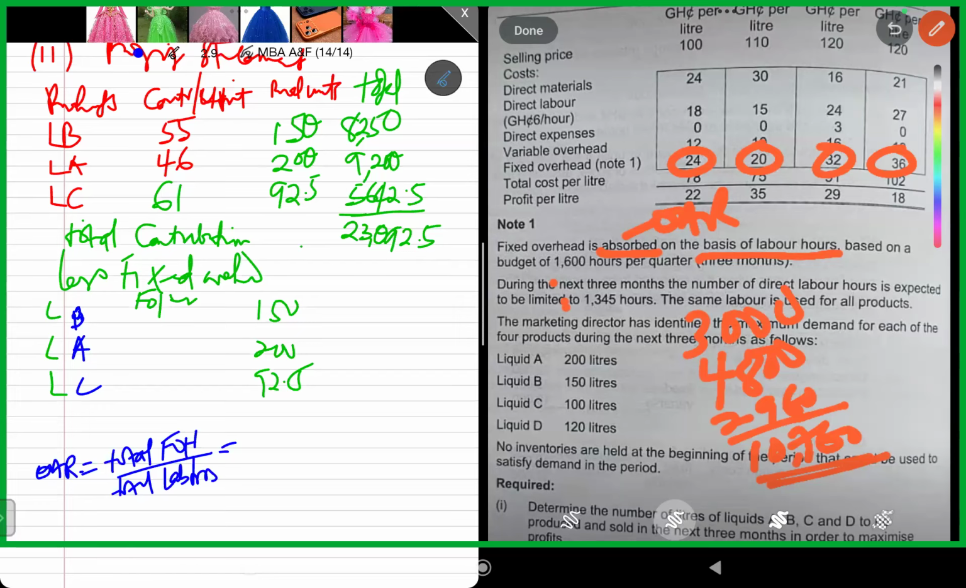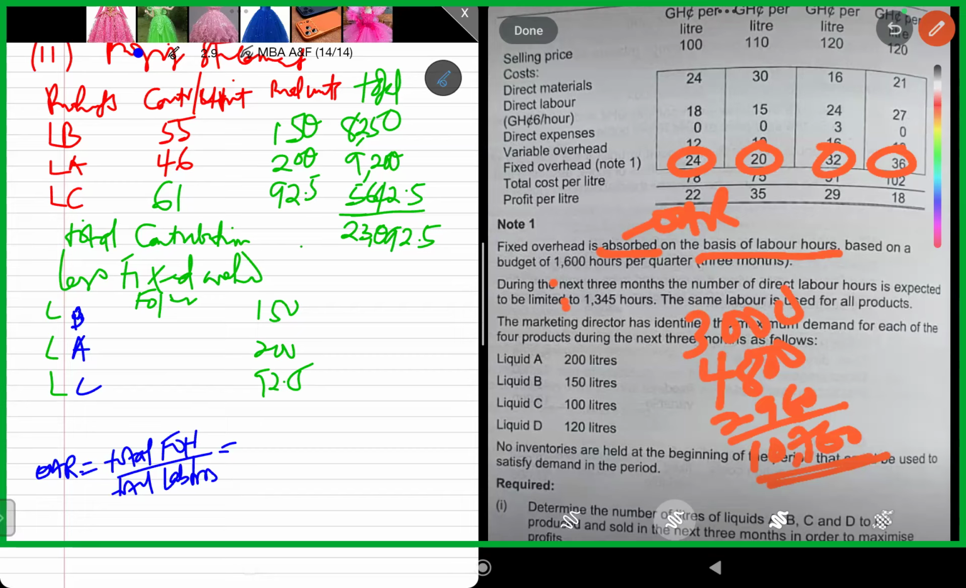then it also means that the fixed overhead will be affected, because it says the fixed overhead will be based on what? It's 1,600 hours per quarter. So for the next 3 months, the fixed overhead labor hours have been adjusted. Please, are we getting it?